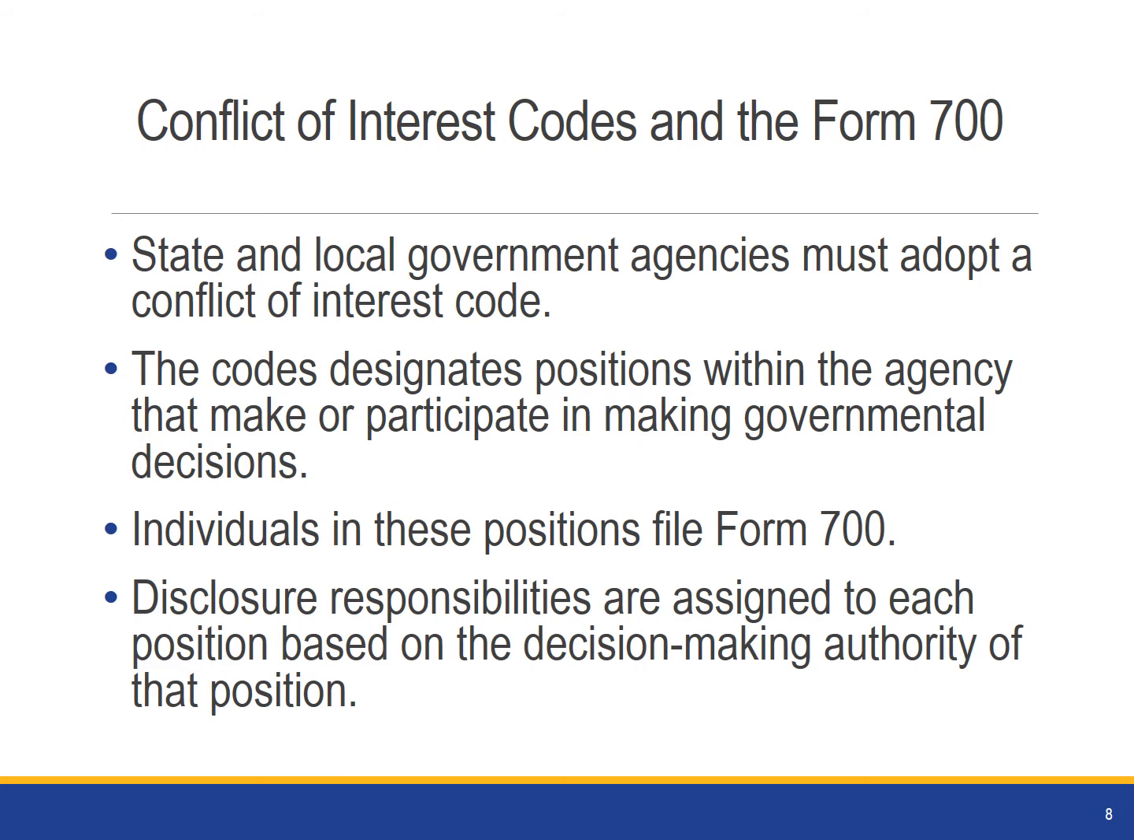Filers with broad decision-making authority have broad disclosure responsibilities. Filers with more narrow decision-making authority should be assigned limited disclosure based on their financial interests that may impact their decisions as public officials. As you complete your Form 700, remember that you need only to disclose financial interests per your assigned category or categories in the Conflict of Interest Code.